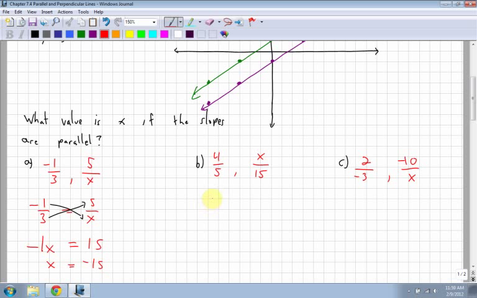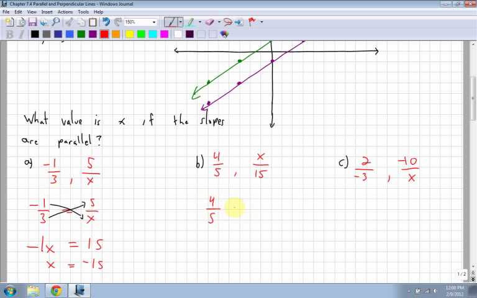Next one, I have 4 over 5, and notice, sorry, on the last one, on the first slope, the negative was on top. On the second slope, the negative is going to be on the bottom, because this time I have 5 over -15. And that's okay. Remember that for negative slopes, the negative sign is either on the top, or the bottom, or out in front, but not on both the top and the bottom.